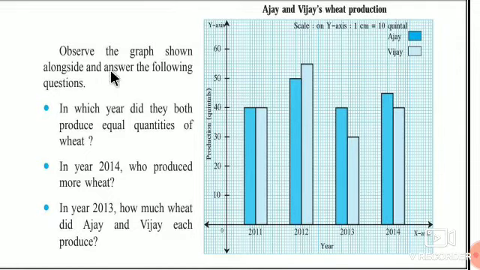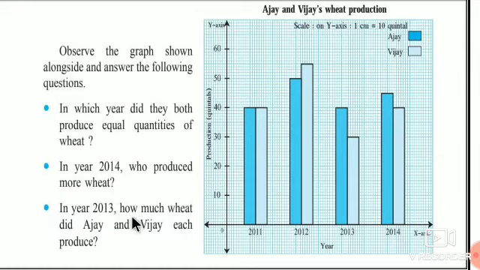Now observe the graph shown alongside and answer the following questions. In which year did they both produce equal quantities of wheat, where the length or height of the bar is equal? In 2011. So the answer of the question is 2011. In year 2014, who produced more wheat? In 2014 means here, who produced more wheat? Ajay. This bar is greater. So Ajay produced more wheat.